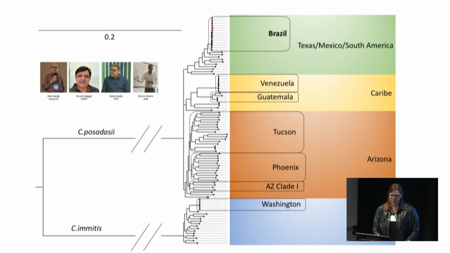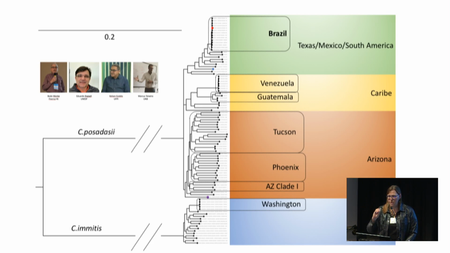And so you can see pretty quickly that Posadasii has very, like we had to shorten it to make it fit on this image, right? So it has very long branch lengths. So these are separated by millions of years of evolutionary history. And then within each species, there's additional separation.